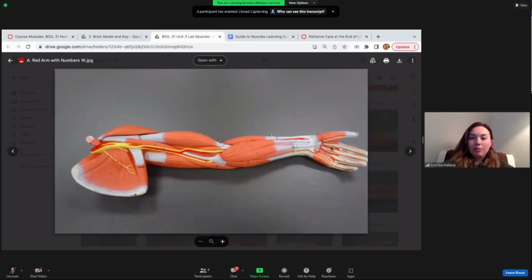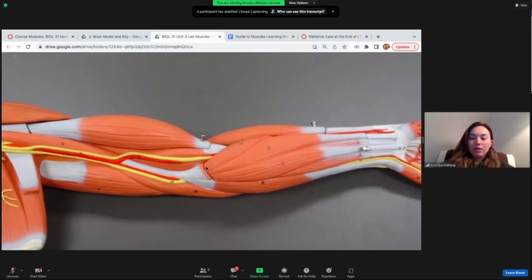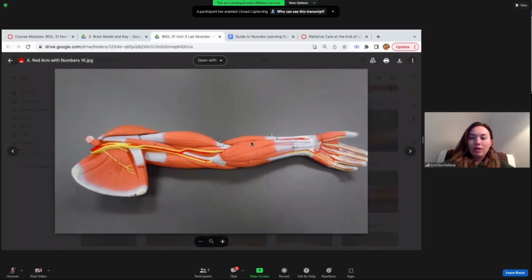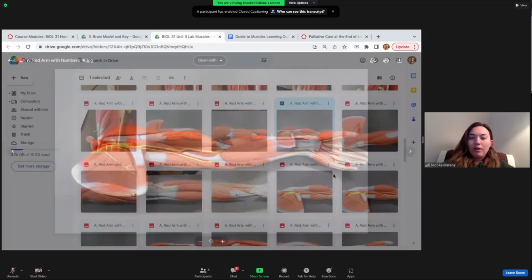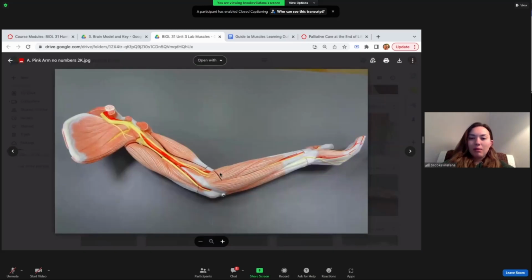So for example, right here, if I zoom in on this muscle, we said that that was pronator teres. And then if I look on the pink arm at the same muscle in the same spot, I should see pronator teres up here. Does that make sense? Subscapularis would be subscapularis. So you can study it side by side with the pink arm that has the numbers.